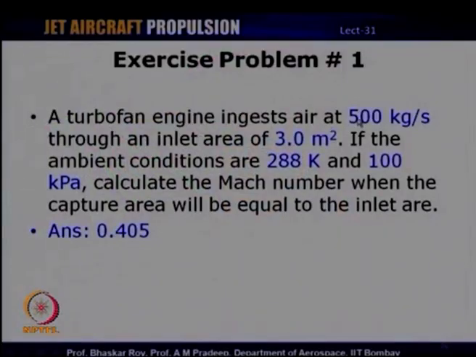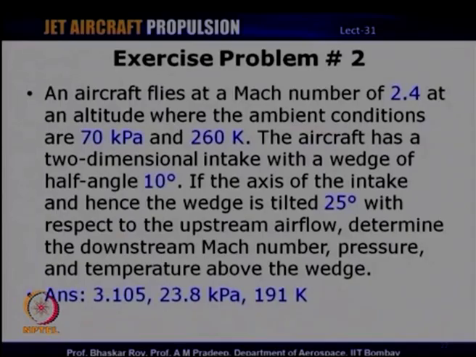A turbofan engine ingests air at 500 kilograms per second through an inlet area of 3 meters square. If the ambient conditions are 288 Kelvin and 1 kilopascal, calculate the Mach number when the capture area will be equal to the inlet area. So, when capture area is equal to the inlet area, what is the corresponding Mach number? This is the first problem, which is very similar to the first tutorial problem we solved in today's class.